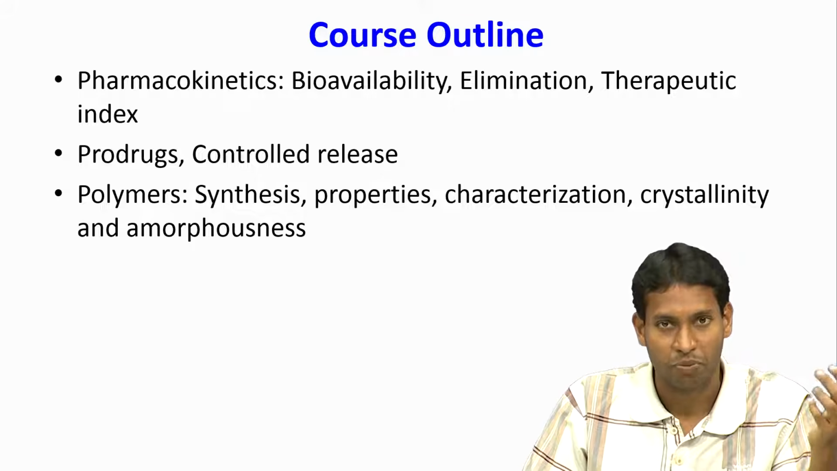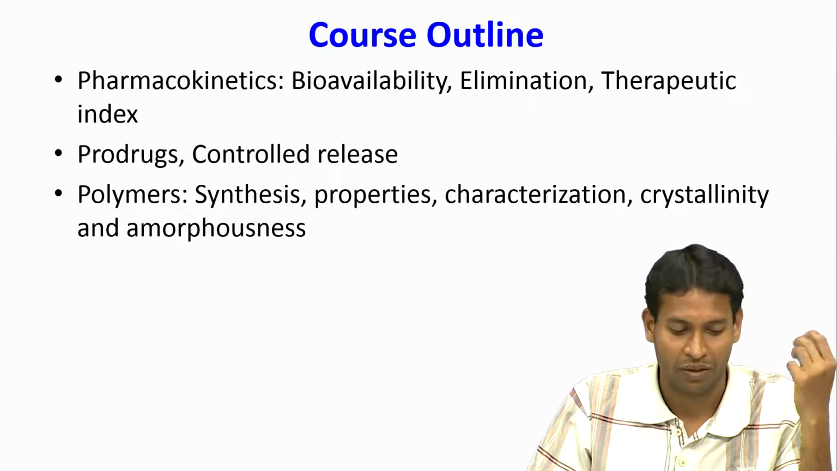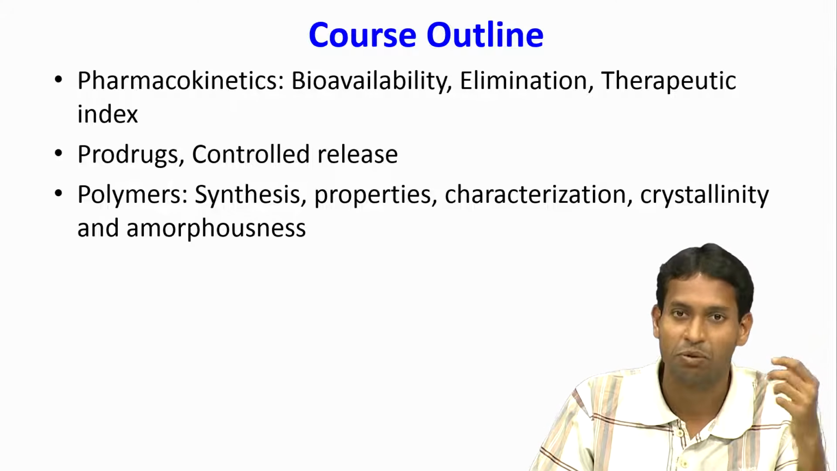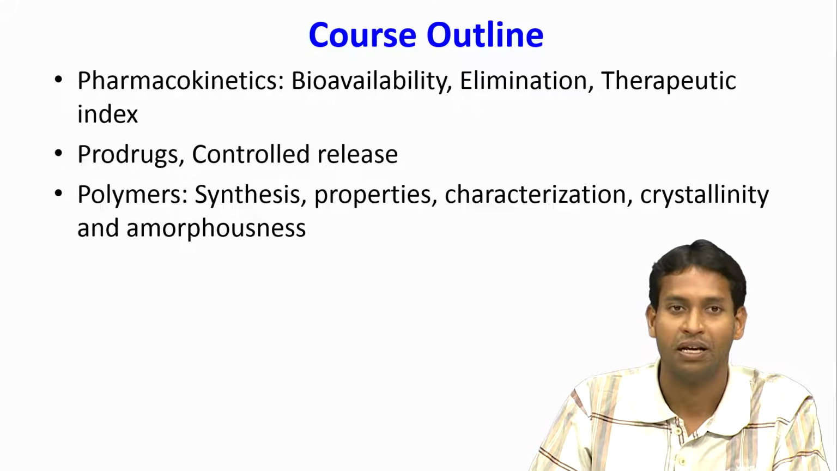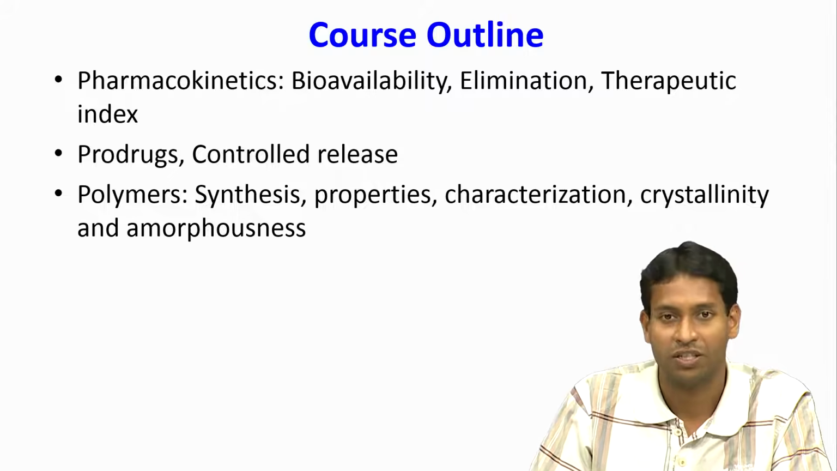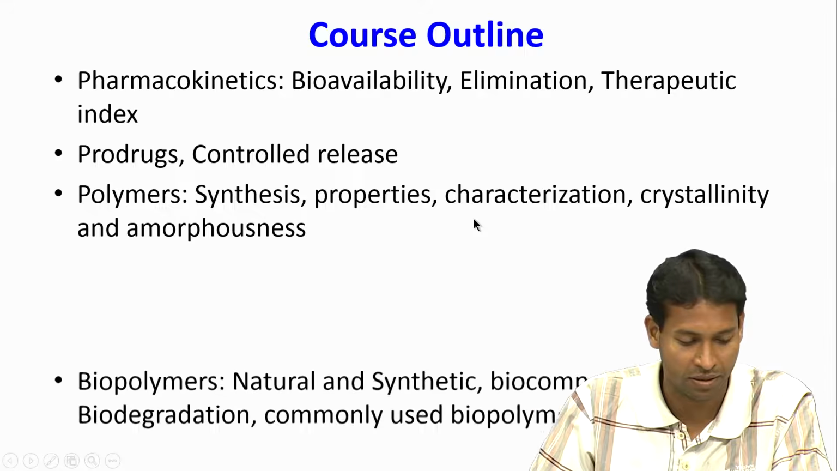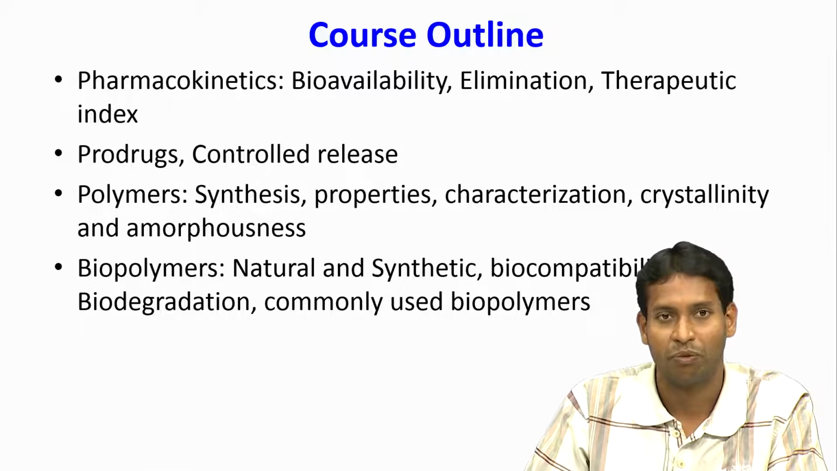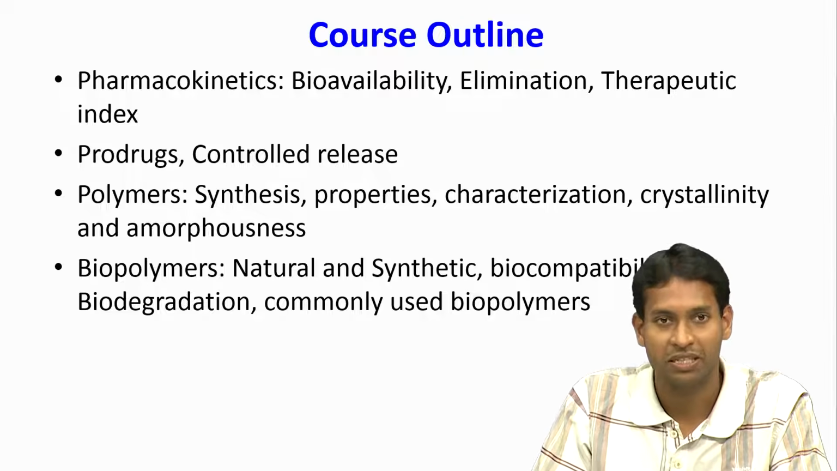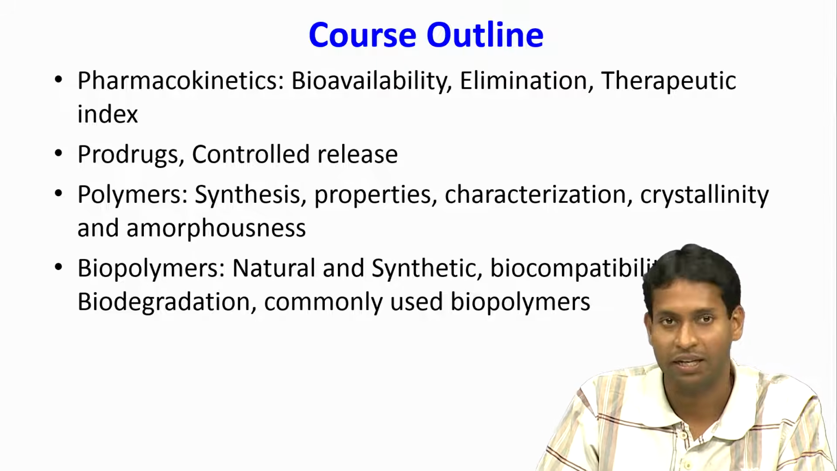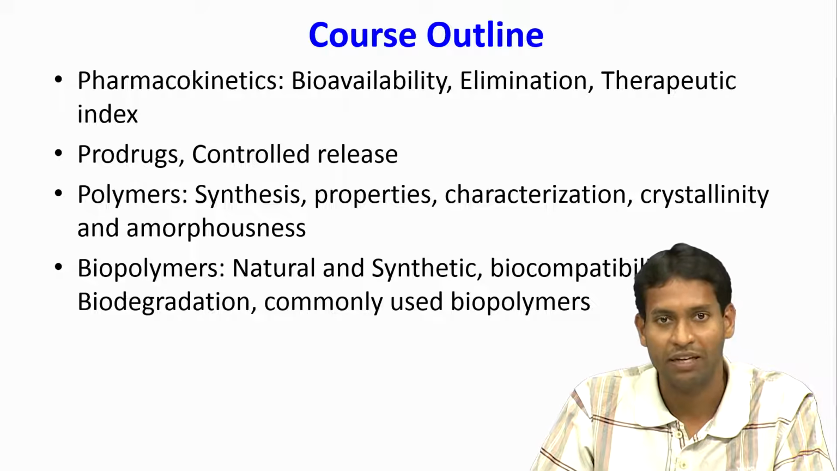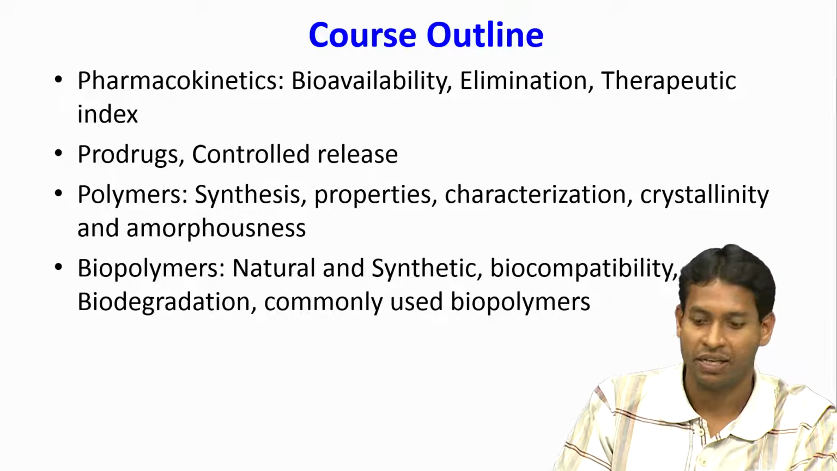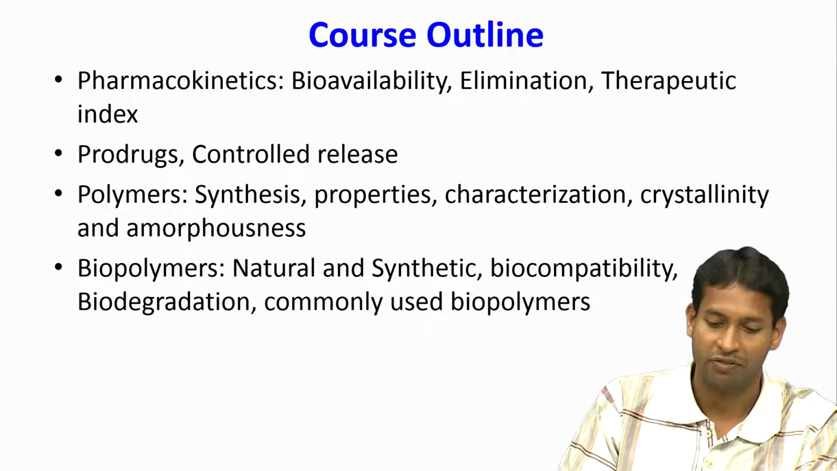We will talk about various polymers that we can use, how they are synthesized, what the properties of these polymers are, and how we characterize them once we have synthesized them. The crystallinity and amorphousness of these polymers will also be discussed. Then we will go into biopolymers, which are polymers that we can use for bio applications. These can be both natural or synthetic. We will talk about their biocompatibility, when to use what, as well as their biodegradation and some of the very commonly used biopolymers in the field.